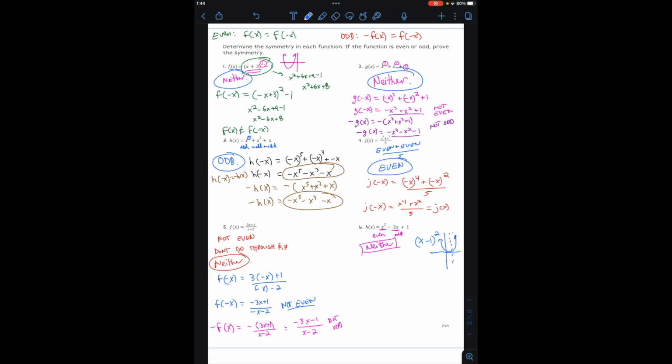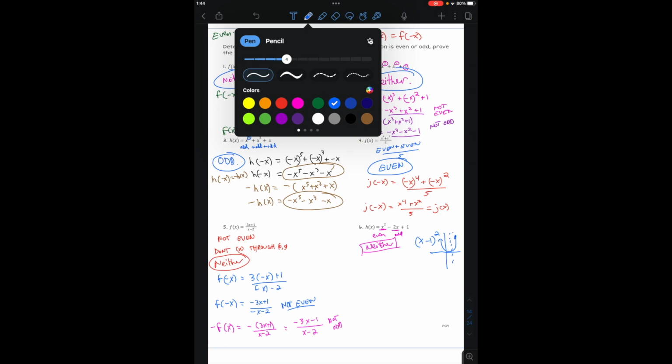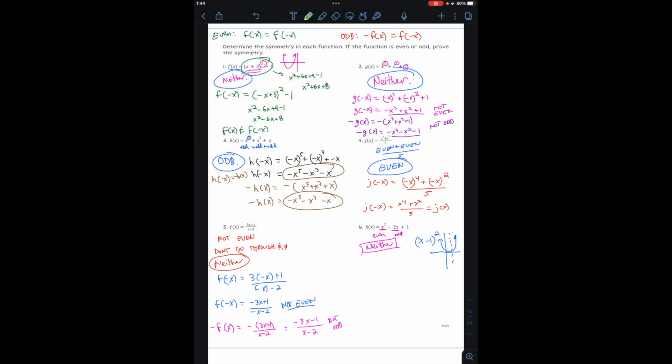But again, we could test it. Algebra practice never hurts. So let's go green. So h of negative x equals negative x squared minus 2 times negative x plus 1. h of negative x equals x squared plus 2x plus 1. Okay, so that's not the same as the original. It's not even. Negative h of x is going to equal negative x squared minus 2x plus 1. Negative h of x equals negative x squared plus 2x minus 1.